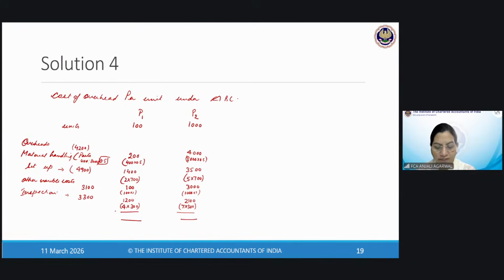So on the basis of ABC, the total overheads charged to product P1 is 200 plus 1,400 plus 100 plus 1,200, and it comes out to be 2,900. Per unit rate is 2,900 divided by 100, at the rate of 29 rupees per unit.